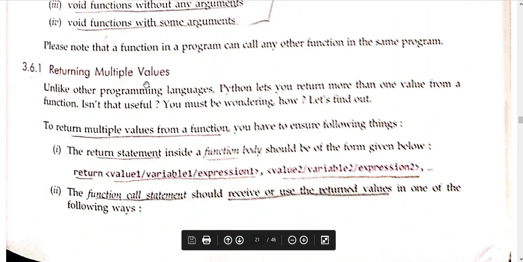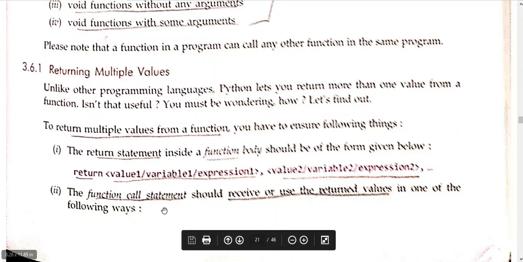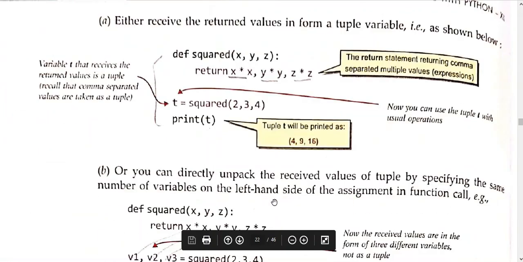Now you can return more than one value also with a variable. Okay, so you just need a return statement, return this comma this. You give the value this comma this, 2 values can be returned, more than 2 values can be returned. A function call statement should receive or use the returned values, then only it is possible.